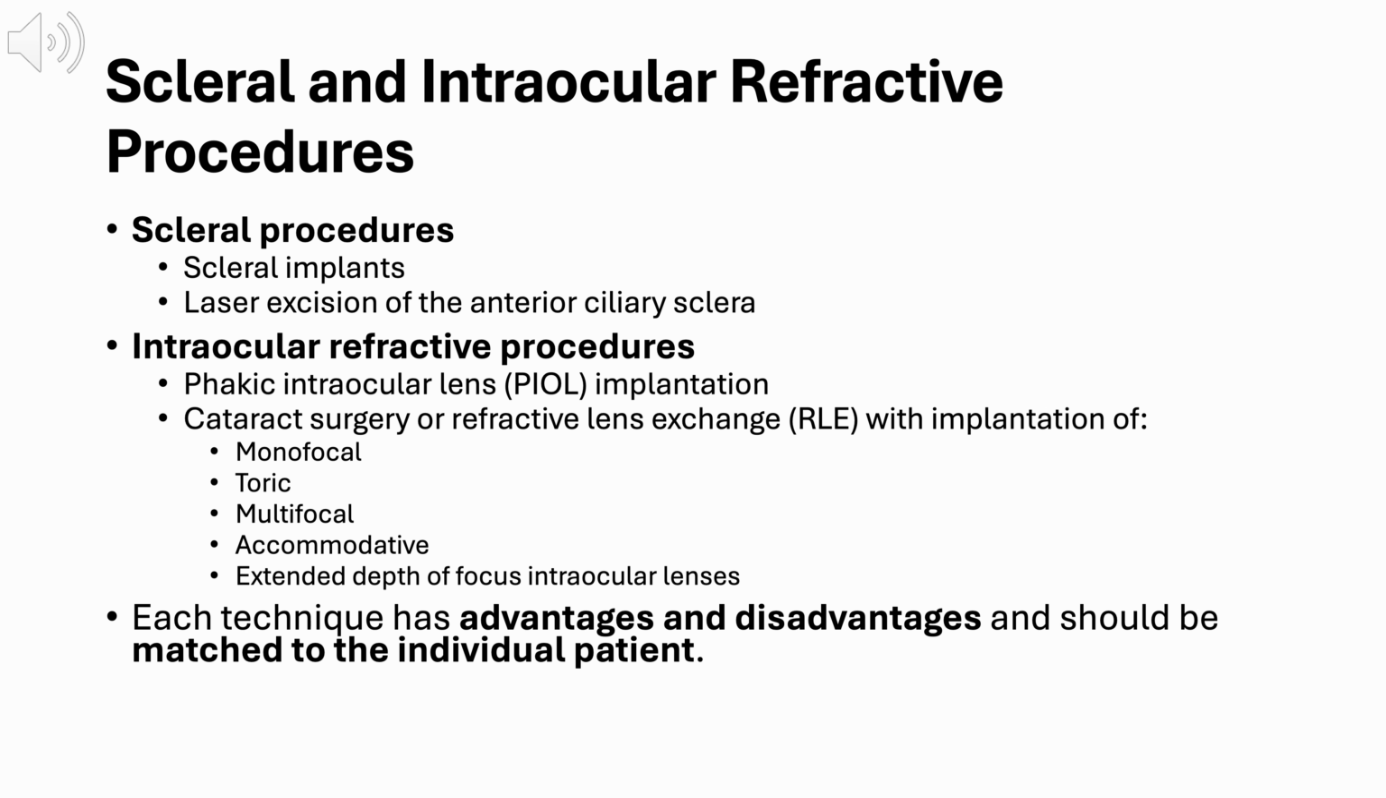One option is phakic intraocular lens implantation, where a lens is placed inside the eye while the natural crystalline lens is left in place. Another major category includes cataract surgery, or refractive lens exchange, where the natural lens is removed and replaced with an intraocular lens. These intraocular lenses can be monofocal, toric, multifocal, accommodative, or extended depth of focus designs, each offering different visual trade-offs.